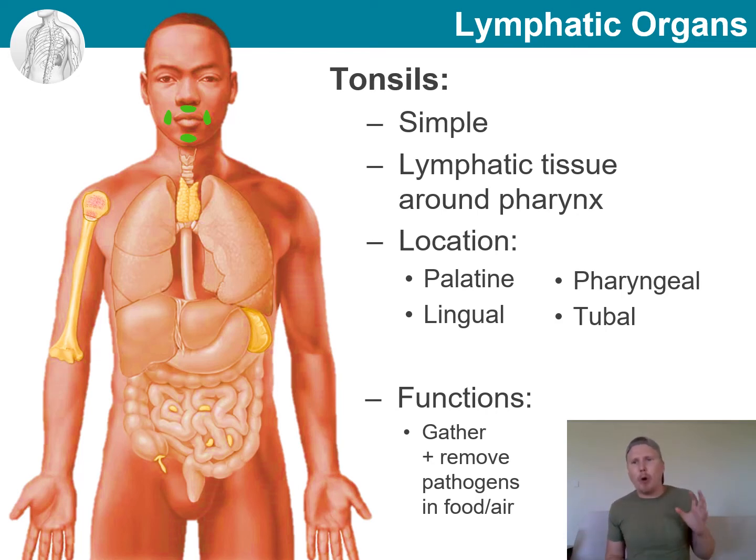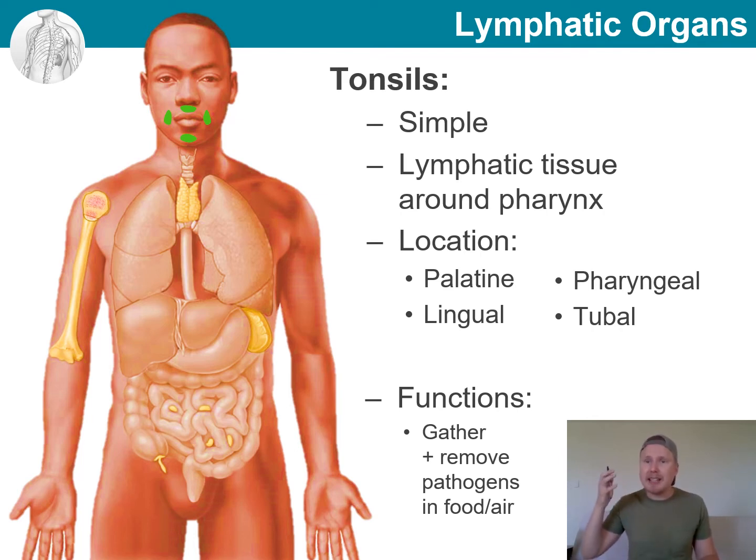Tonsils are named according to their location. We have palatine tonsil at the posterior end of the oral cavity. This is the largest and most commonly infected one. We also have lingual tonsil, which is a lumpy collection of follicles at the base of a tongue.